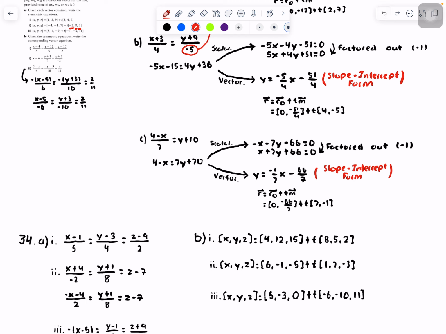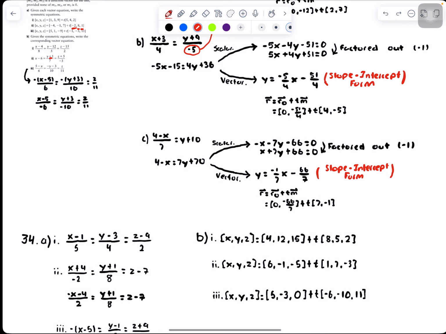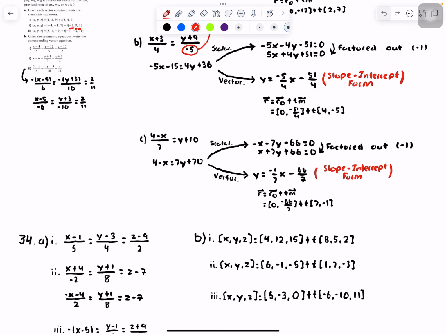You follow the same procedure. If it's a positive, if you have y plus 1, then you're going to have negative 1 here. And Z plus 5 will be negative 5 here. And then you just divide by it. So it's going to be 1, 7, negative 3, because this is divided by 1, this is divided by 7, and this is divided by negative 3.